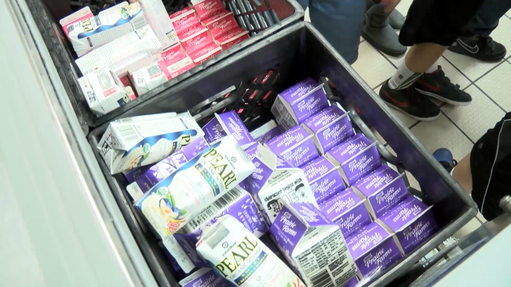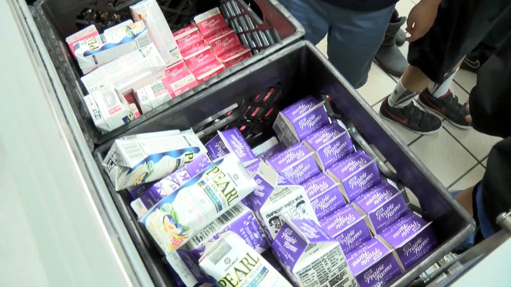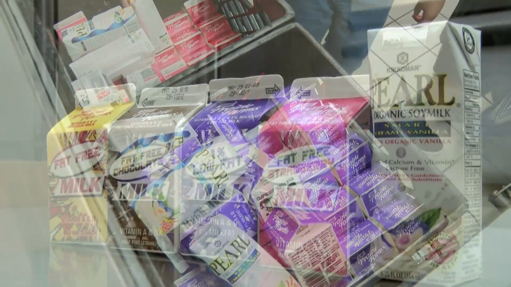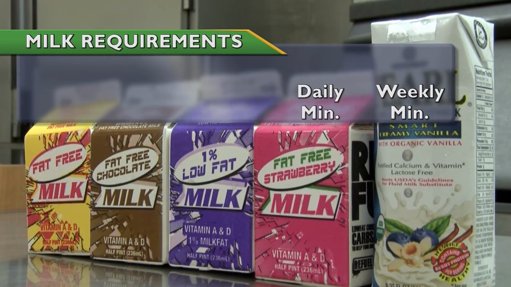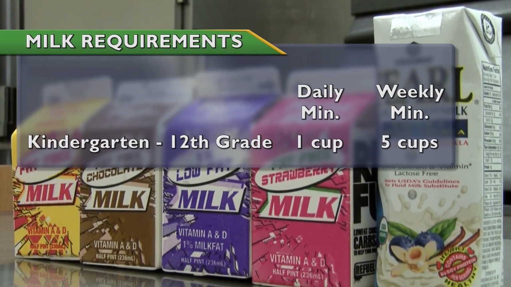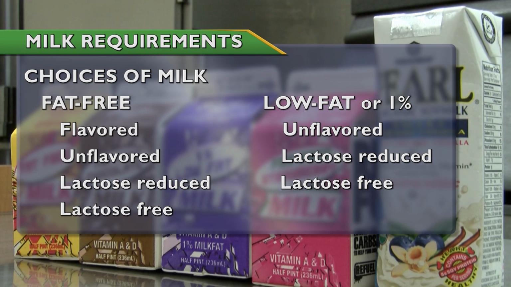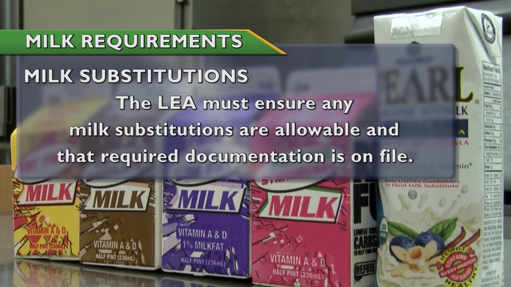Students in grades K through 12 must be allowed to choose from at least 2 varieties of milk, even in alternate meal service locations. The daily requirement for grades K through 12 is 1 cup. The weekly requirement for grades K through 12 is 5 cups. The choices of fluid milk include flavored or unflavored fat-free milk, low-fat or 1% unflavored milk, and fat-free or low-fat lactose-free milk. The LEA must ensure any milk substitutes are allowable and that required documentation is on file.